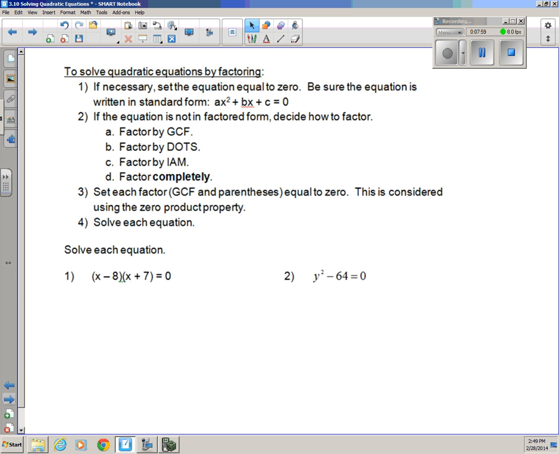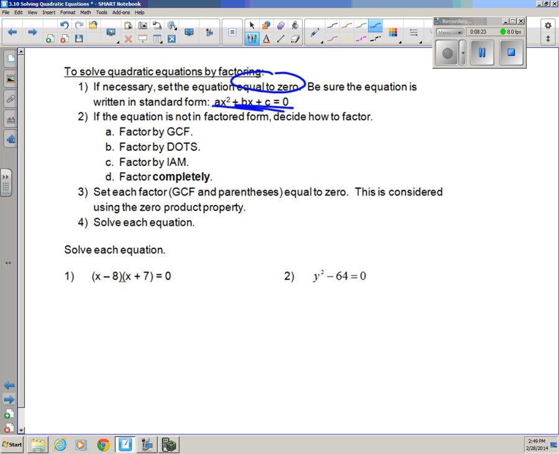All right, so let's say you need to solve a quadratic equation by factoring. So if necessary, make sure your equation's equal to 0, okay? You've got to be equal to 0 before you can do anything. Also make sure you're in standard form. If you have a quadratic, it has to be the appropriate order. It's got to be, pardon me, the x squares come first, then the x's, then the constants.